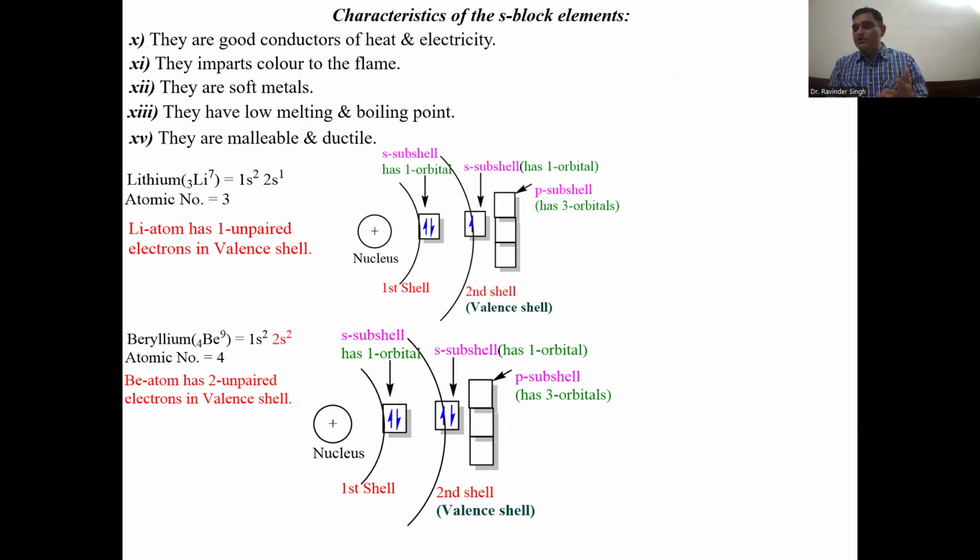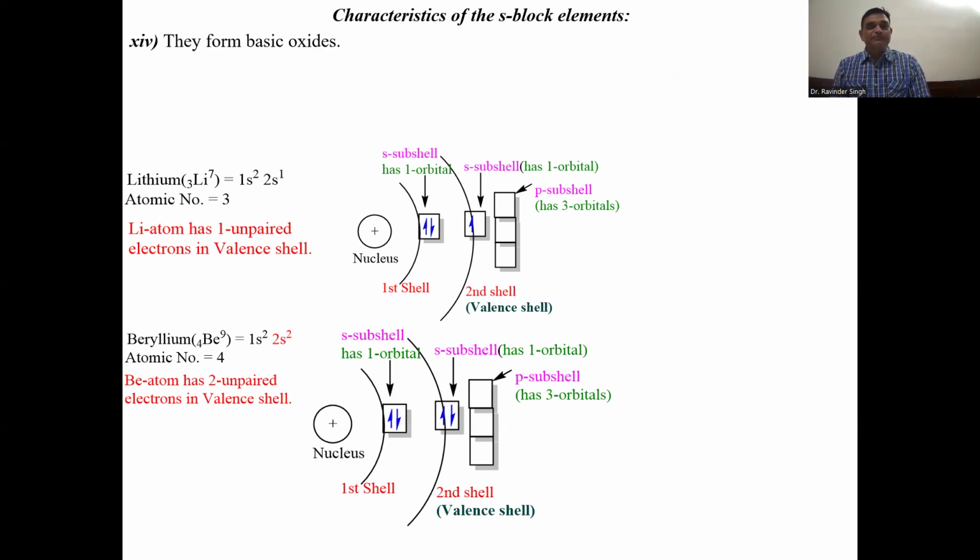Malleability means conversion of a substance into sheets. If they have that property, they are malleable. If any element has the tendency to be converted into wires, that property is called ductility, meaning they are ductile here. So the s-block elements are metals, and they have the property to be converted into sheets or wires, so they are malleable and ductile.